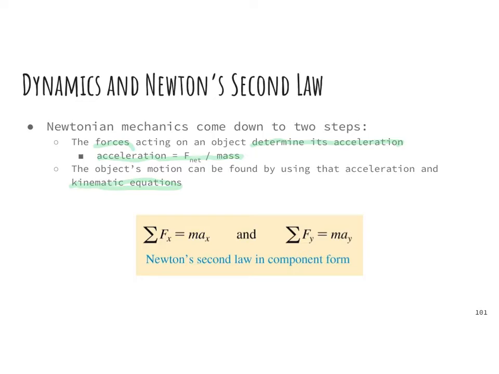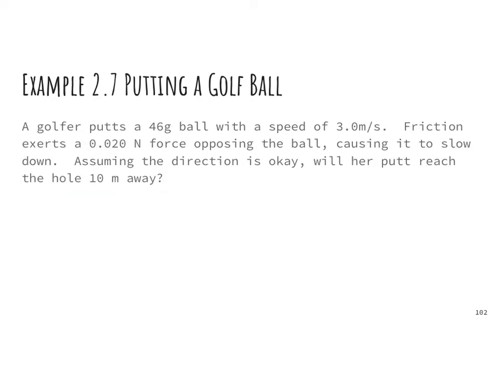So with dynamics and Newton's second law, the sum of the forces equals mass times acceleration. And again, those are independent in each direction, or each dimension, the x direction, the y direction. Now, with Newton's first law, we just set these equal to 0. Now we're saying acceleration is not 0, so they are not equal to 0. Okay, so let's go ahead and start with an example problem.